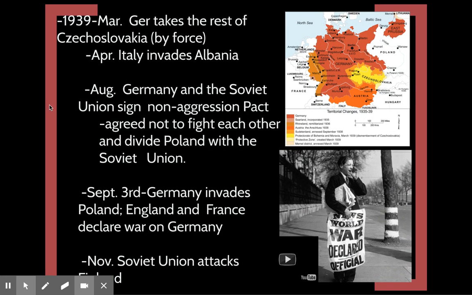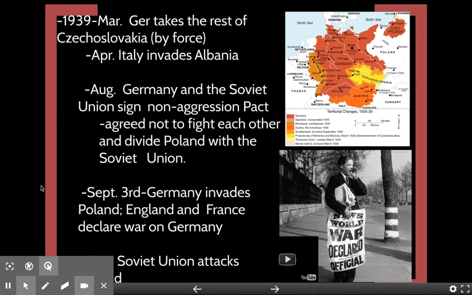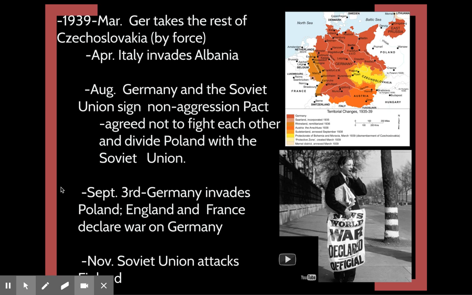Okay, so August, so now we're in September. September 3rd, Germany is going to invade Poland and take what they see as their half of Poland. England and France are going to declare war on Germany almost immediately, but they don't really do anything about it. So they declare war, but they don't really attack. A lot of historians call this a phony war up until this point. Basically, they're saying, we disagree with this, but they're not really doing a whole lot at this time.